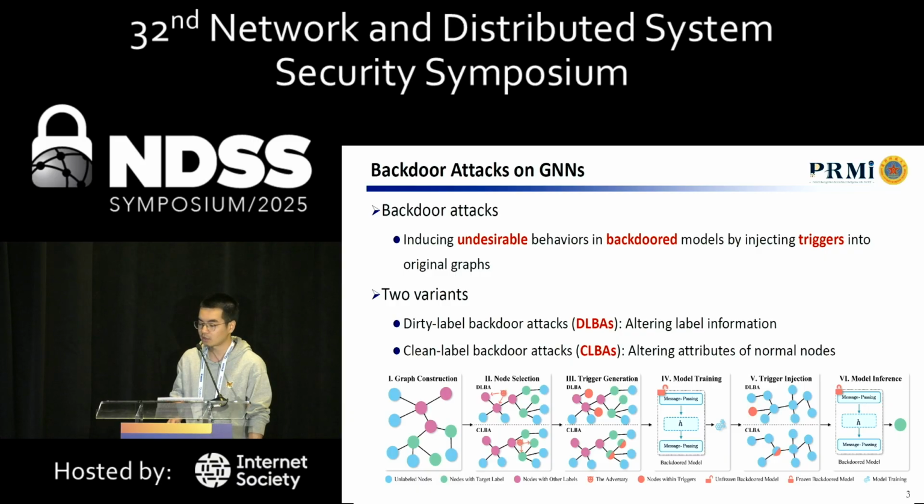In contrast, clean label backdoor attacks only alter attributes of normal nodes, and this makes the model focus more on the injected altered attributes when classifying nodes with the target label. And here is an example. You can see that the attacker selects two poisoned nodes and injects triggers. For the dirty label attack, the nodes retain their original labels, but in clean label attacks, these nodes are assigned the target label. So this makes it blend in more naturally.